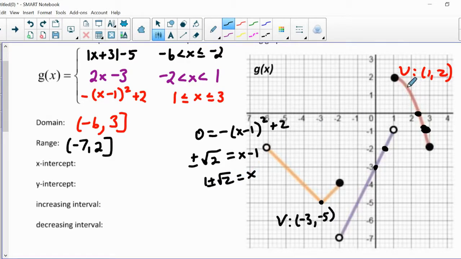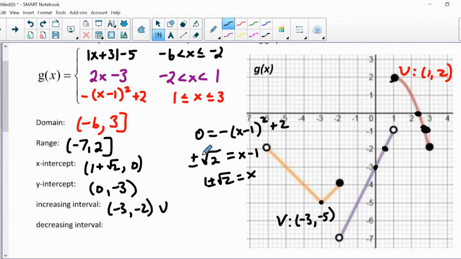But notice I'm only taking this side of the graph. If it got extended, I would also have one over here. But because it didn't get extended, I only have the right side of the graph. I'm only looking at this one, which means it's at 1 plus the square root of 2. That's my only x-intercept in this graph. The y-intercept is at -3. I'm increasing from -3 to -2.